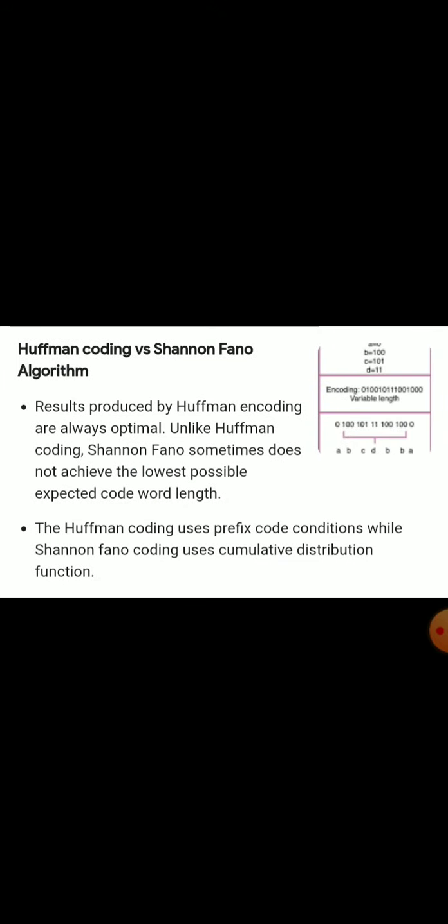So, Shannon coding tells us how much information could be transmitted over the channels of an ideal system. In Shannon coding, how much information could be transmitted over the channels of an ideal system.